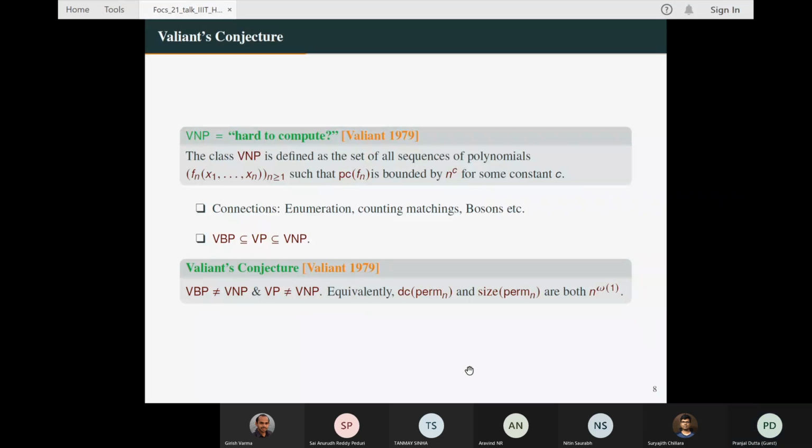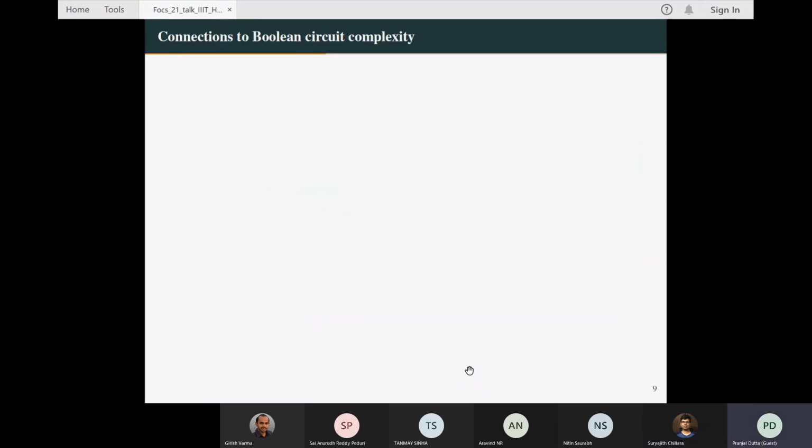This is the algebraic version of P not equal to NP. So any questions till now? Good. Okay. So now I'll quickly go through some connections. The first question is, why are we even interested in proving VP not equal to VNP? Does that achieve anything, except of course being a mathematically interesting problem? What is happening in terms of complexity theory, let's say theoretical computer science?